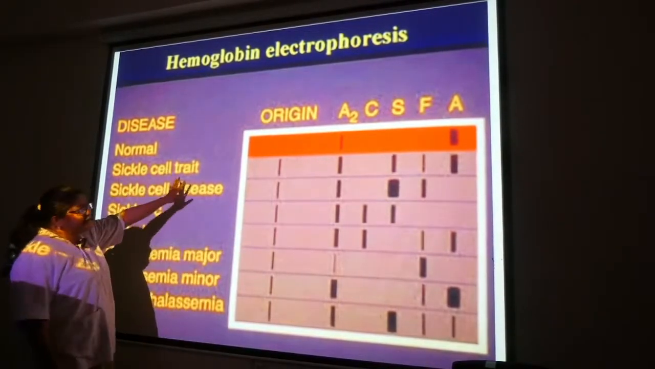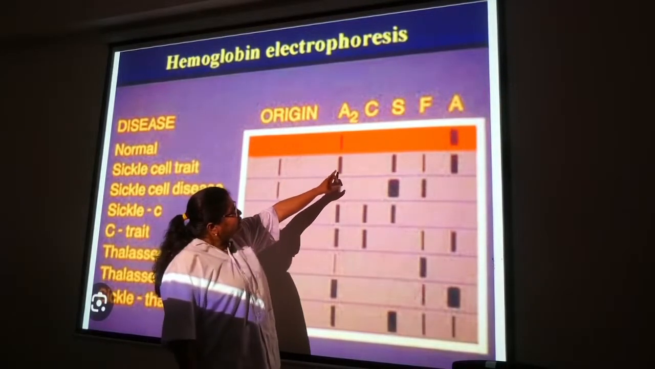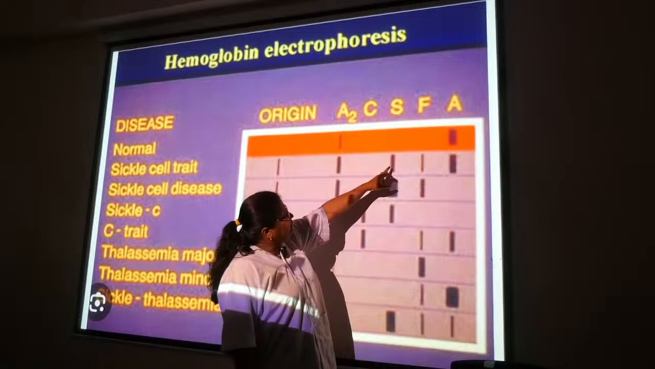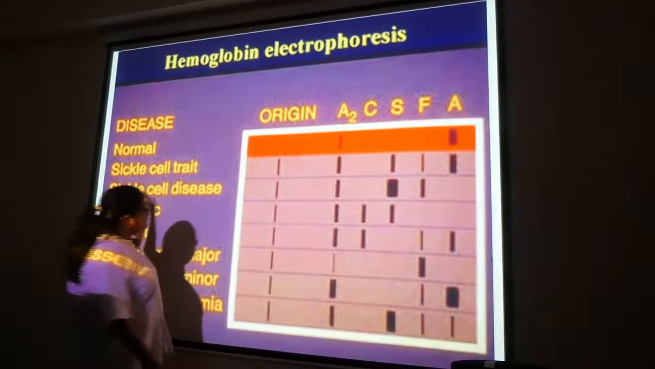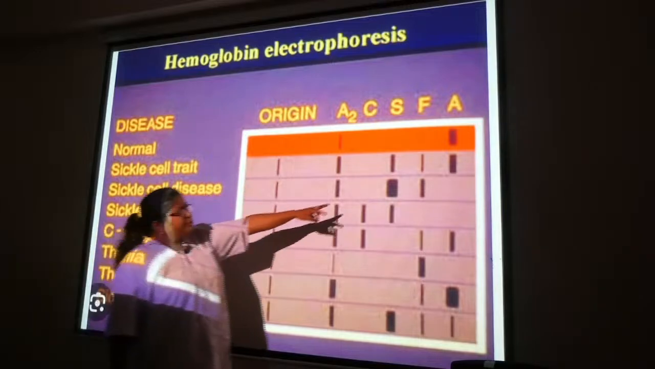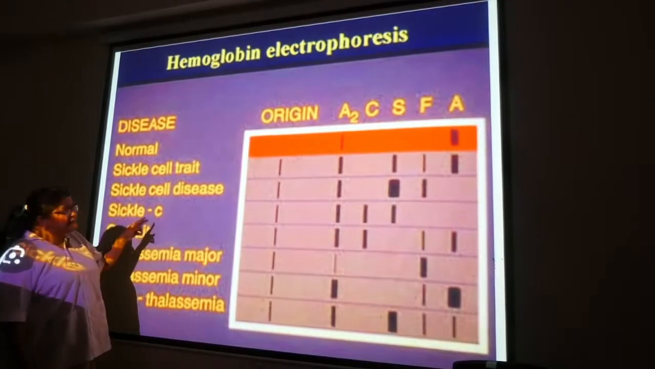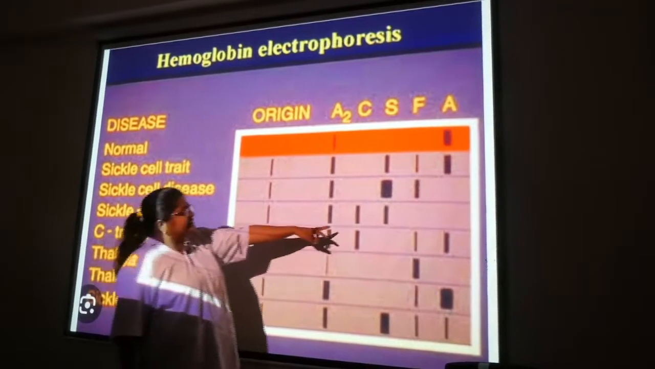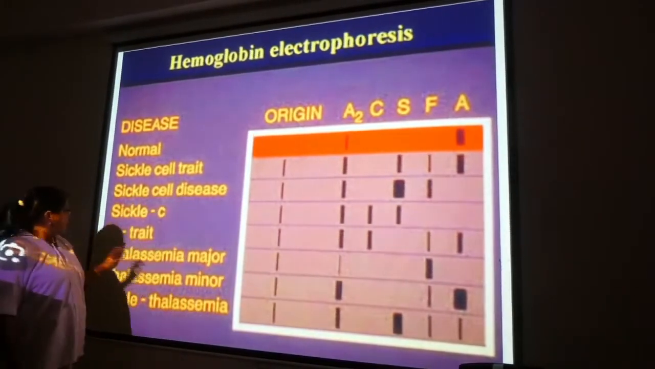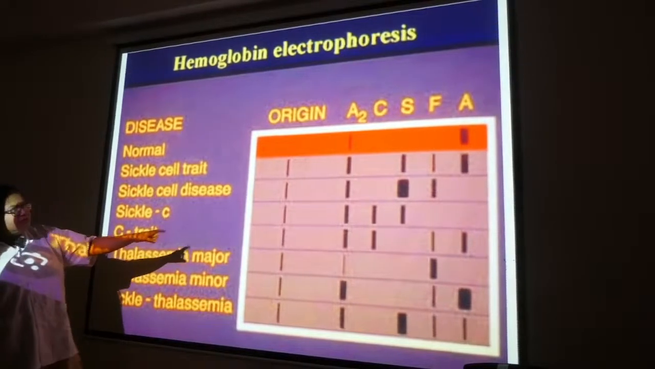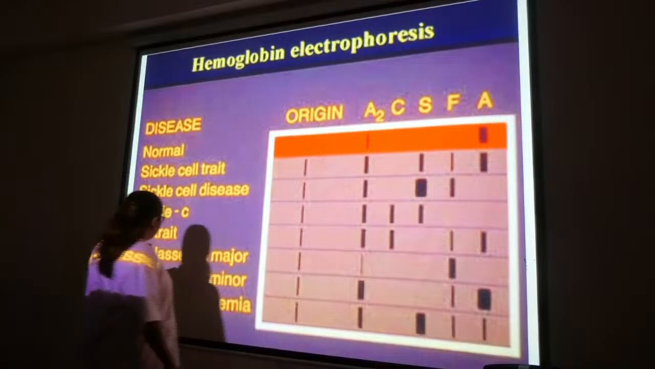In case of sickle cell trait, there will be HbA2 band, S band, F band and A band. In sickle cell disease, the S band will be more prominent. In sickle C, there will be a C band, one S band and one A2 band. In C trait, there will be all types except the S band.